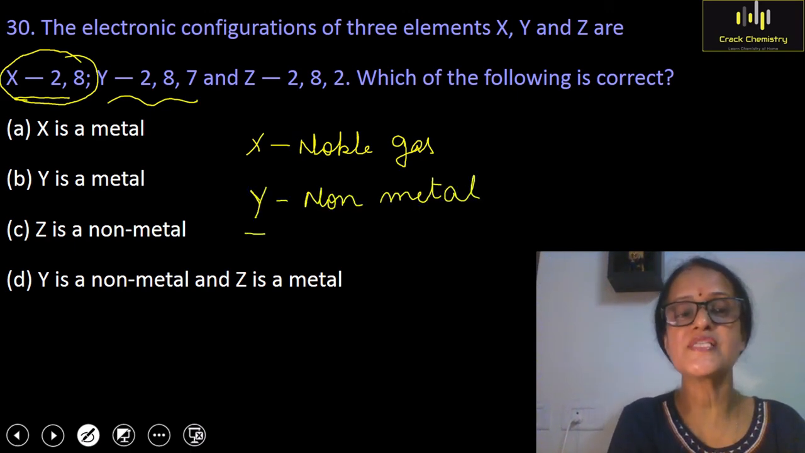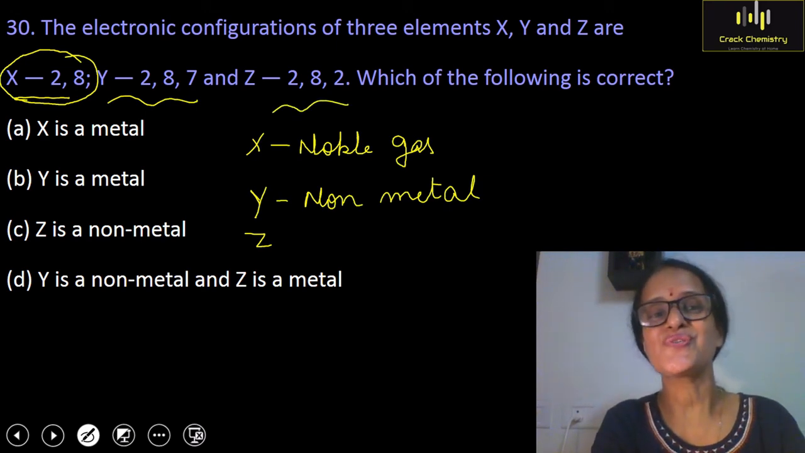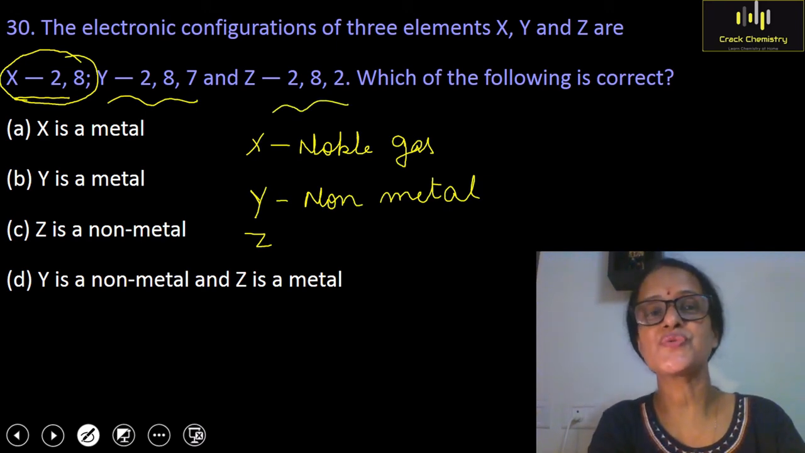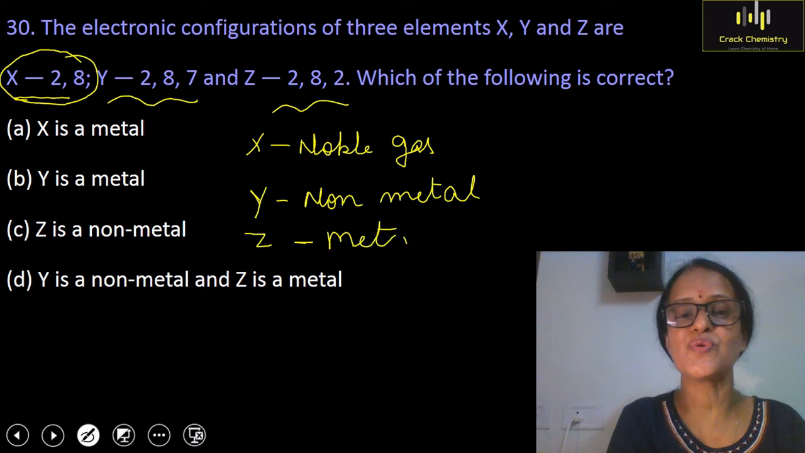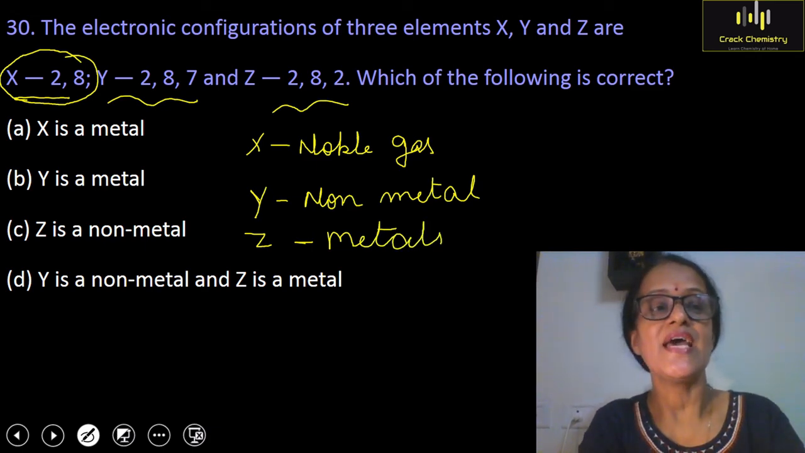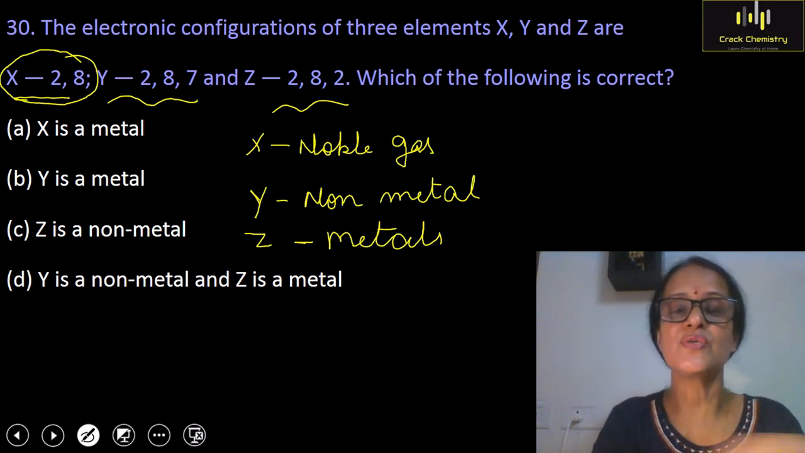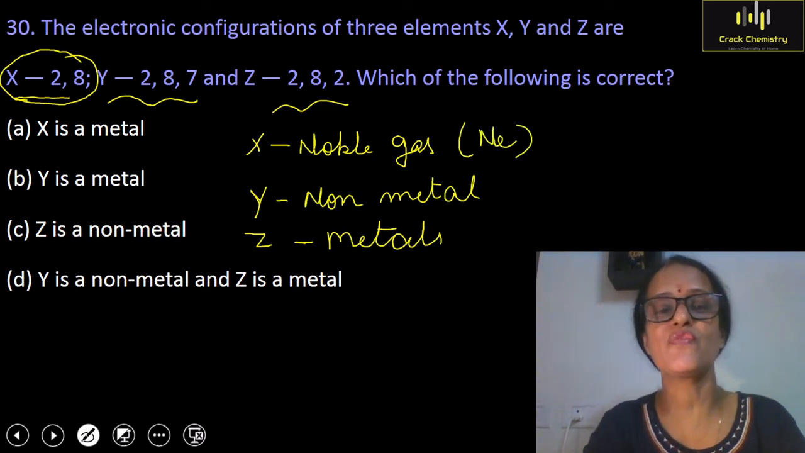And if we look at Z, the electronic configuration of Z is 2, 8, 2. So Z will try to lose 2 electrons to become stable. So Z is a metal because metals have a tendency to lose electrons. And we can identify X, Y and Z as well. X has electronic configuration 2, 8, which means it has a total of 10 electrons. So X is neon gas. Ne is the symbol of neon.